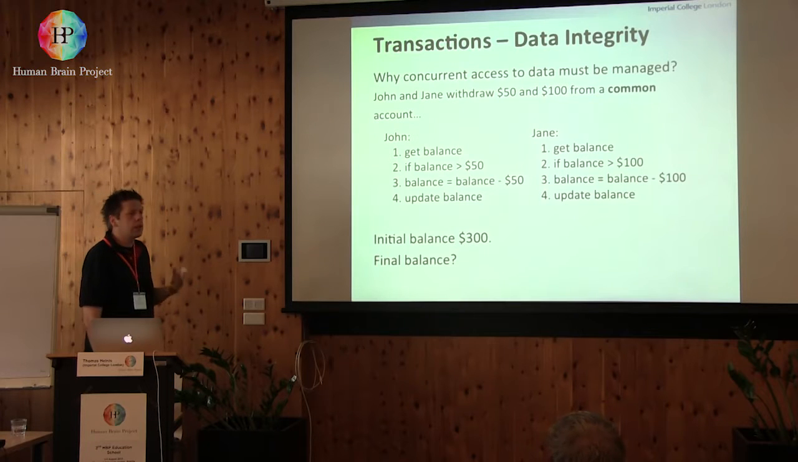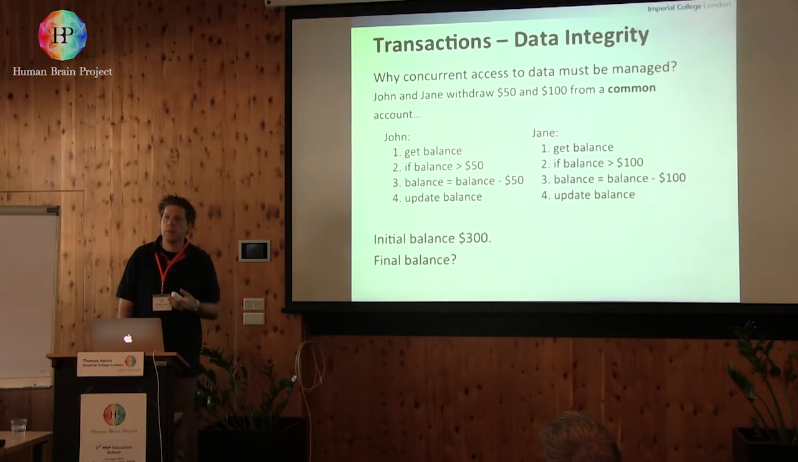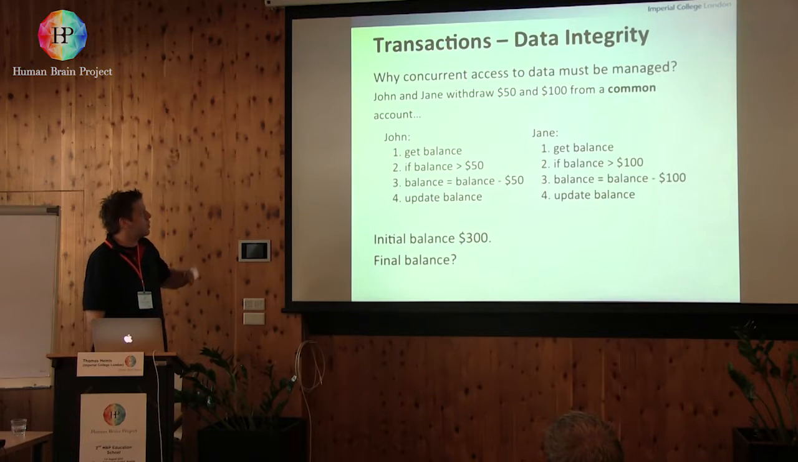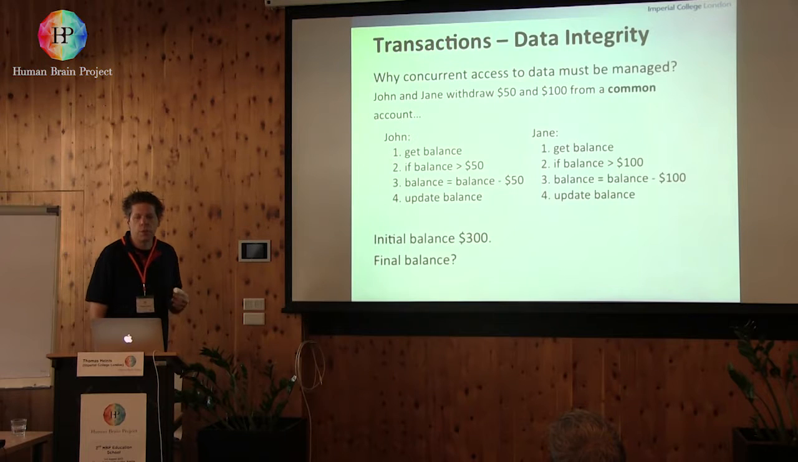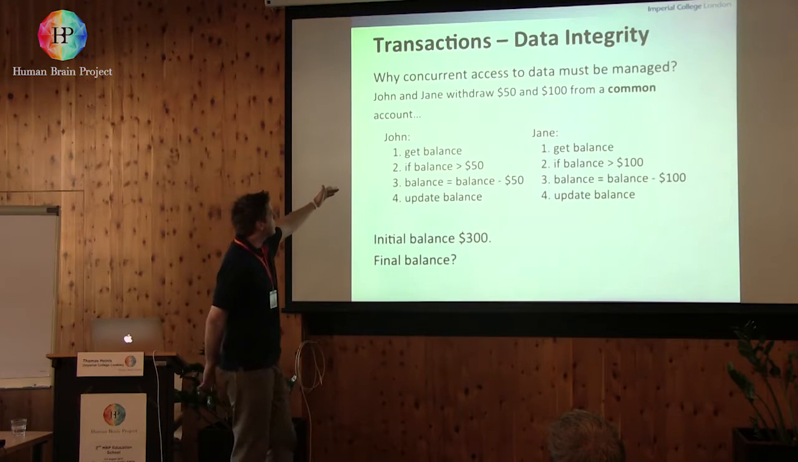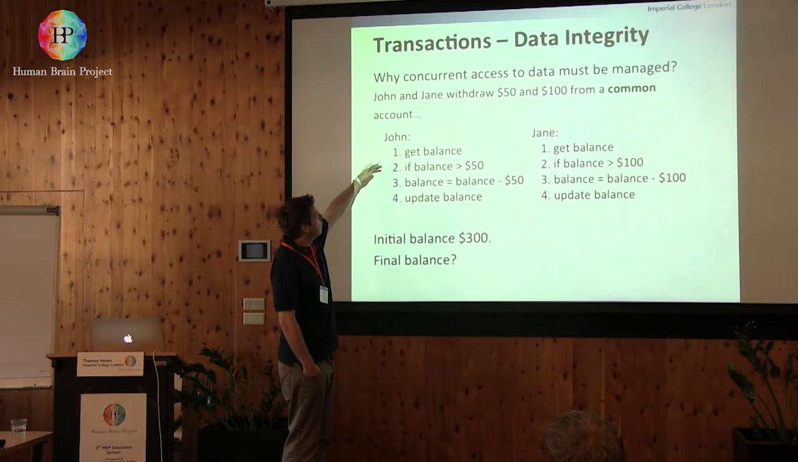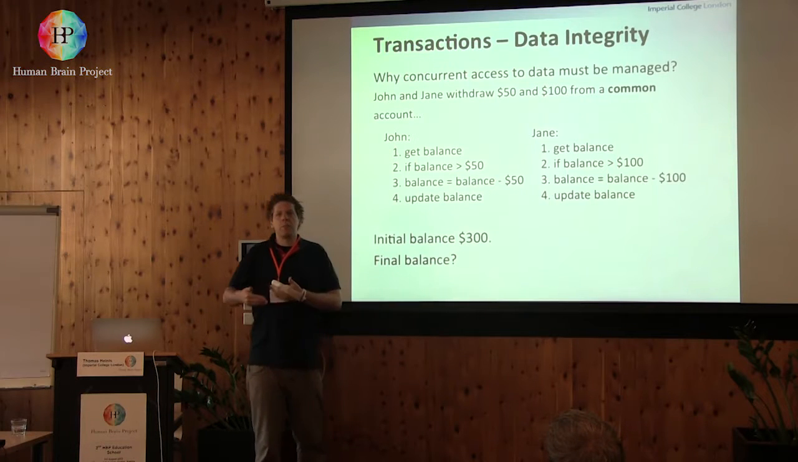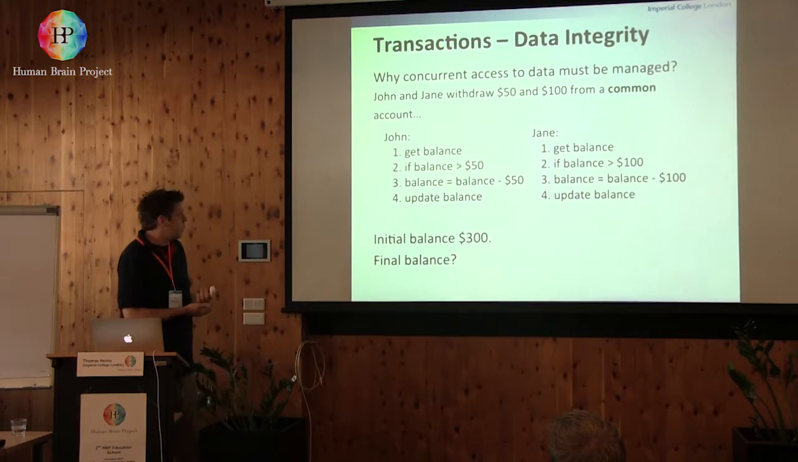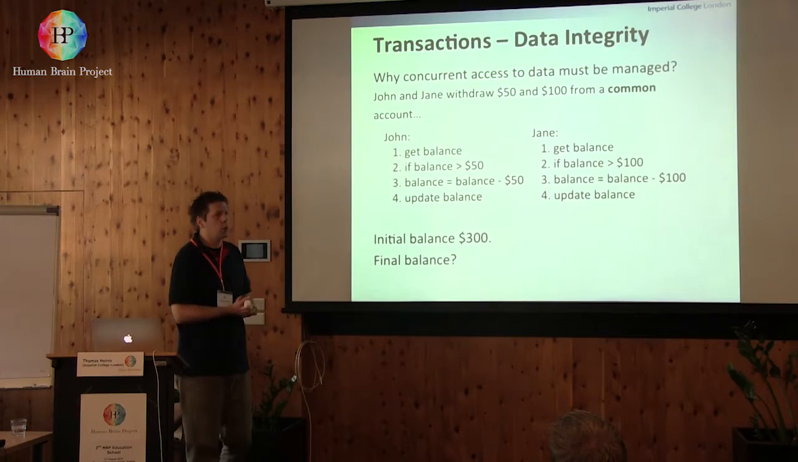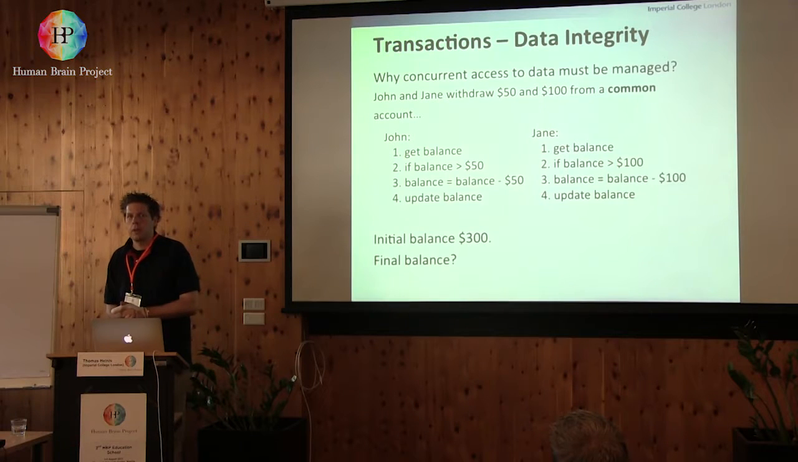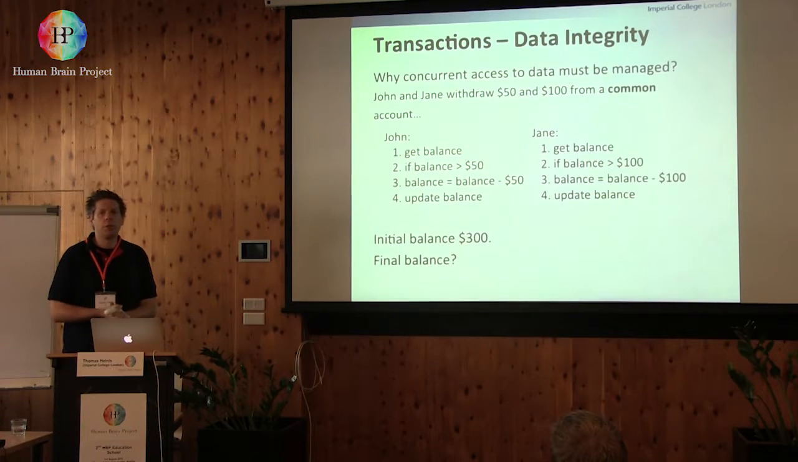So the question is, why do we need to manage concurrent access to the database? The example here is we have John and Jane who both want to withdraw $50 and $100 from a common account. And we do this both in this sequence of operations. Both get the balance, both check what the balance is, they deduct $50 and $100, and then finally they write the balance back to the database. So the initial balance is $300. Now, the question is, what is the final balance if both these series of operations are executed at the same time? Does anybody know what it is?